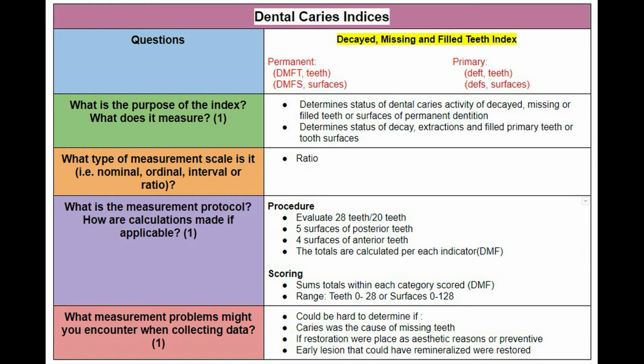For scoring, sum the totals within each category, so decay, missing, and filled, and the range for teeth is from 0 to 28, and for surfaces from 0 to 128. The measurement problems of this index are that it could be hard to determine if caries was the cause of the missing teeth, if the restoration was placed for aesthetic or preventive reasons, or if early lesions that could have remineralized were restored.